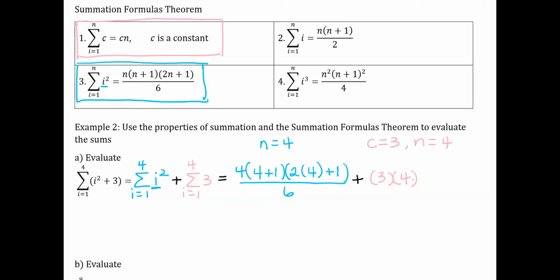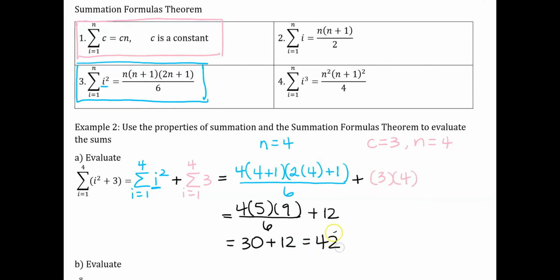And now we will simplify what we have here. In the numerator of the first fraction, we have 4 times 5 times 9, and that is divided by 6, and then we are adding 12. When we take 4 times 5 times 9 divided by 6, that is equal to 30. And 30 plus 12 gives us 42. And so that is our answer for example 2a.